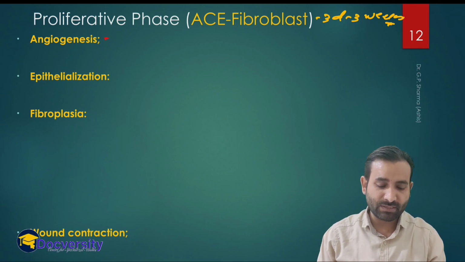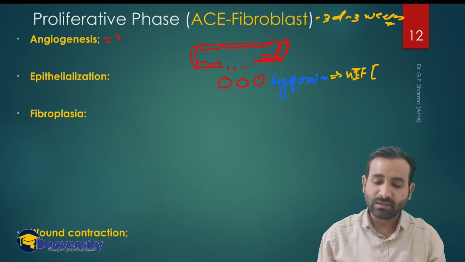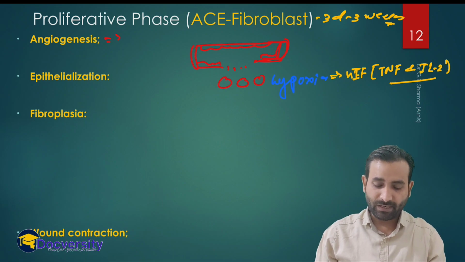So during angiogenesis, what happens? You have the blood vessel injury like this, right? Because tissue injury means there was blood vessel injury, yes or no? So when you have the blood vessel injury, this tissue over here develops hypoxia, right? Once the tissue develops hypoxia, it releases HIF, hypoxia-induced factor. What are those hypoxia-induced factors? These are TNF alpha and interleukin 2.